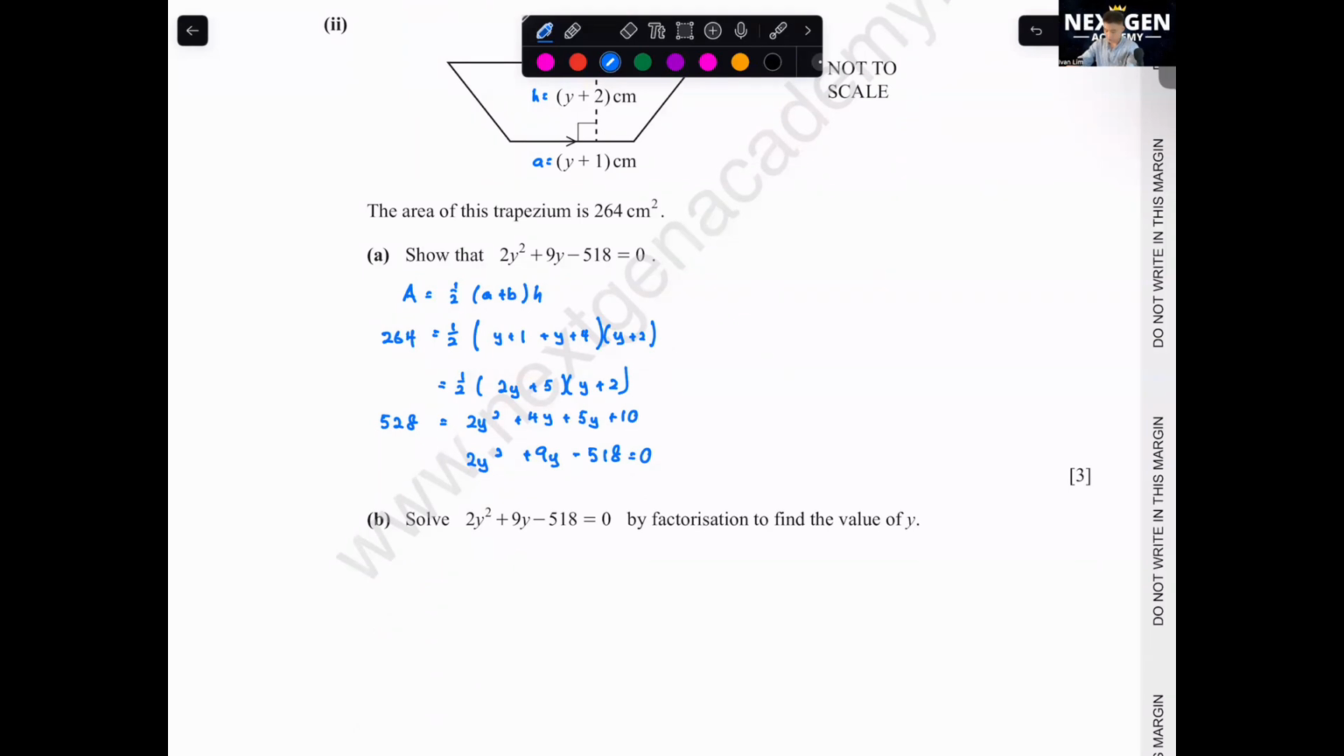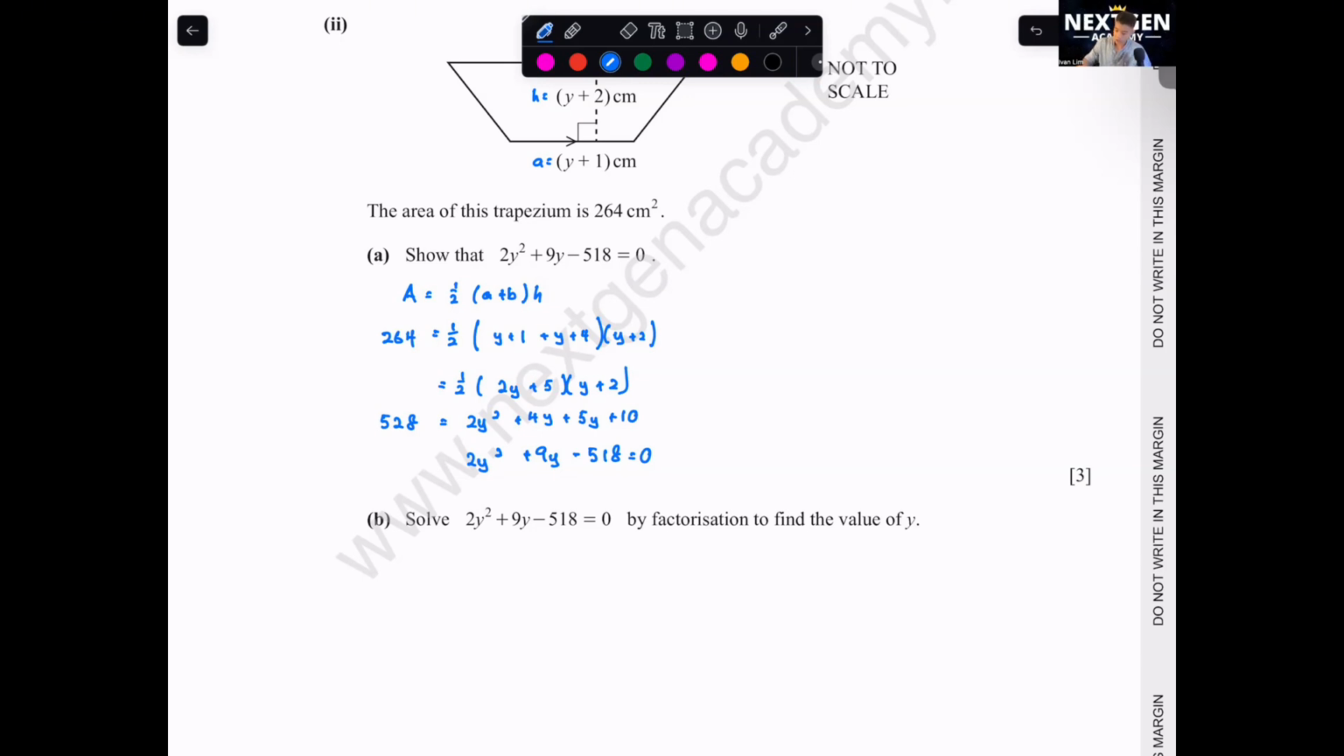Okay, question B. Solve 2y squared plus 9y minus 518 equals 0 by factorization to find the value of y. What are we going to do over here? I want all of you, please take out your calculator. This is a paper 4. So for those of you who are doing paper 3 or paper 4, for any sort of factorizing, just use your calculator. Don't waste your time trying to figure it out. So all of you know how to use your calculator?